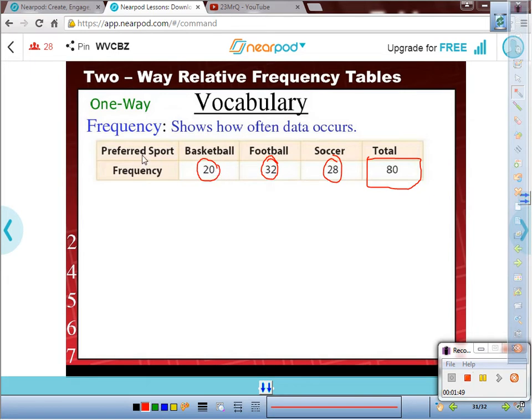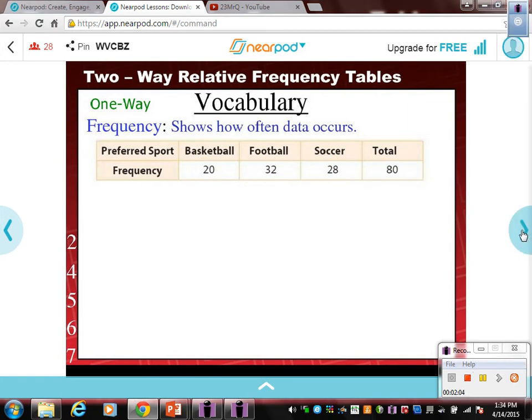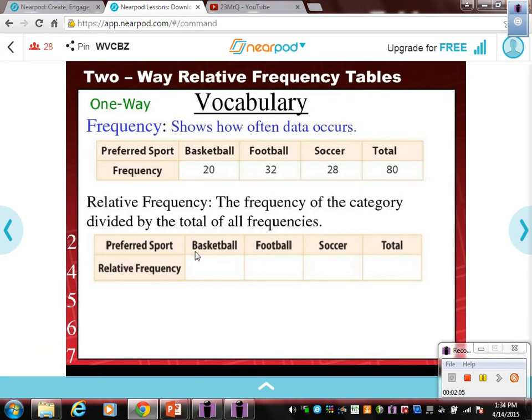Now check this out. I'm going to use the same table, and as soon as I do something else to it, it becomes something different other than frequency. Watch. Look up, please. Do you agree that it's the same table? Yes. But now instead of frequency, I'm going to label that relative frequency. And what does that mean? It says relative frequency is the frequency of the category divided by the total of all frequencies.